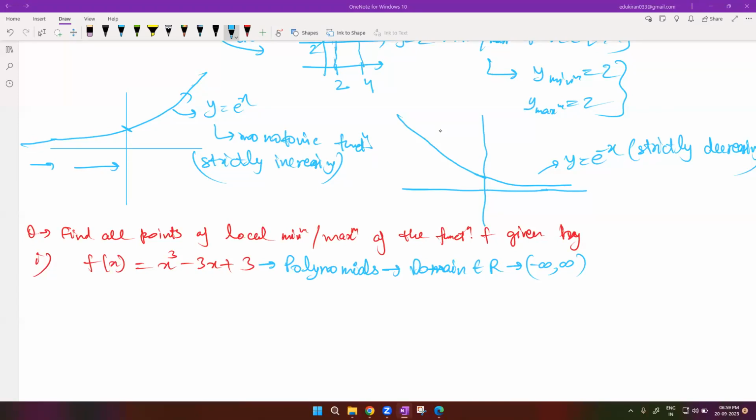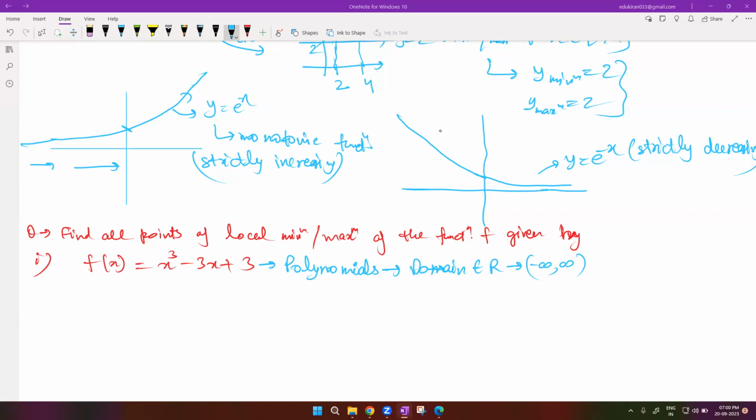And the second point for domain was the square root. There should be no negative value inside the square root, right? There is no square root in the polynomial, so that condition will also not be valid. And because of that, polynomials will always have the domain all real numbers.